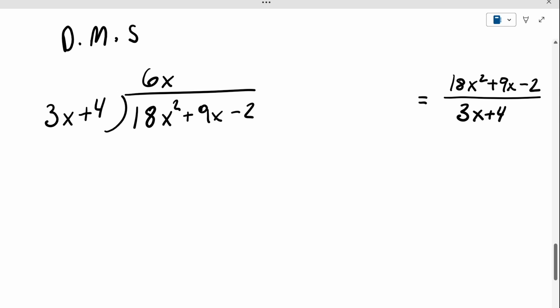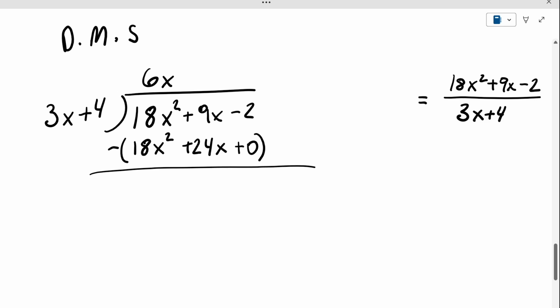What is 6x times 3x? Well, that's just 18x squared. And again, what is 6x times 4? That's 24x. And just like last time, we can write a plus 0 on the end. Subtract 18x squared minus 18x squared. That leaves us with 0. We don't need to write anything. 9x minus 24x. That will leave us with negative 15x. And negative 2 minus 0, well, that's just negative 2.